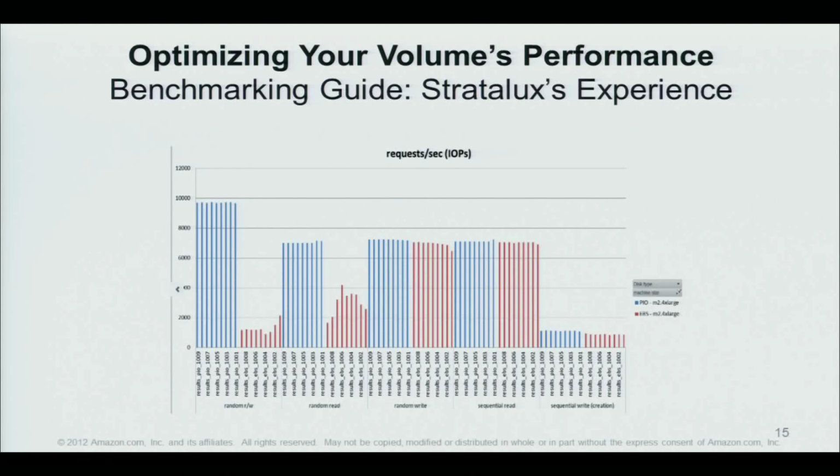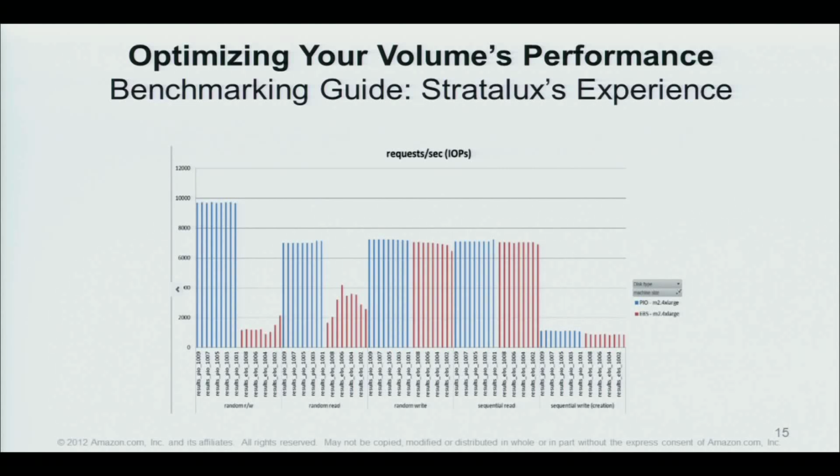I took this chart from their blog post, and I think it's really cool and actually very informative as well. The lines in blue represent the provisioned IOPS performance that Stratolux saw. On the left-hand side, the graph shows the number of IOPS that Stratolux saw, and on the bottom, it's the different workloads that they ran.